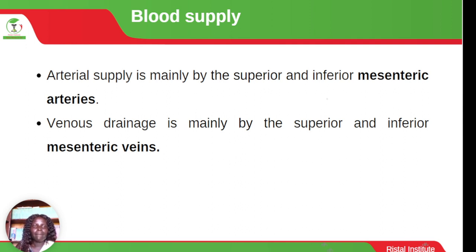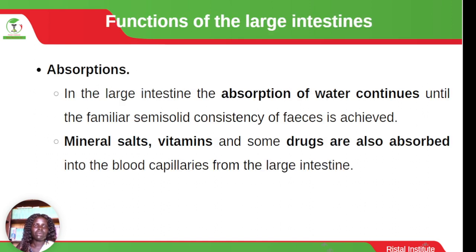Blood supply. Arterial supply is mainly by the superior and inferior mesenteric arteries. Then the venous drainage is mainly by the superior and inferior mesenteric veins. Functions of the large intestine. The first function is absorption.